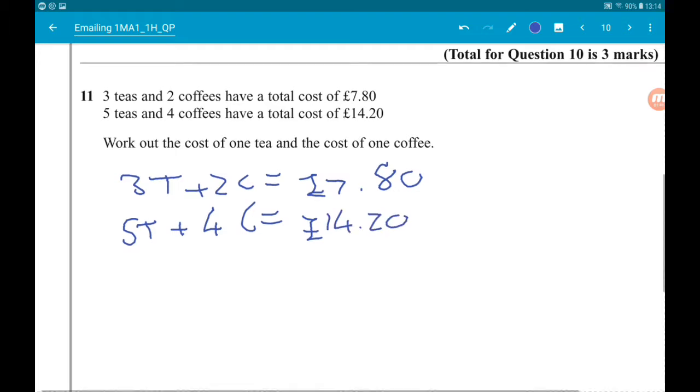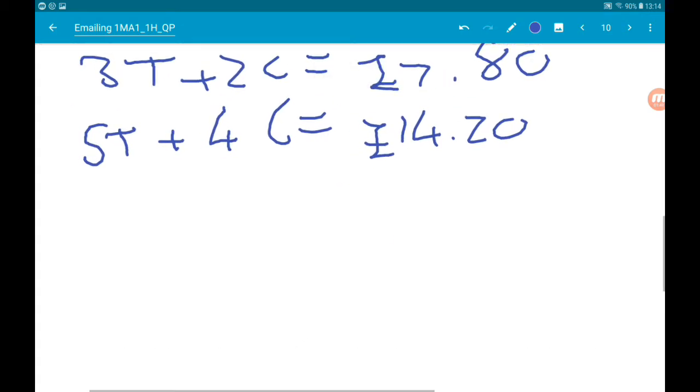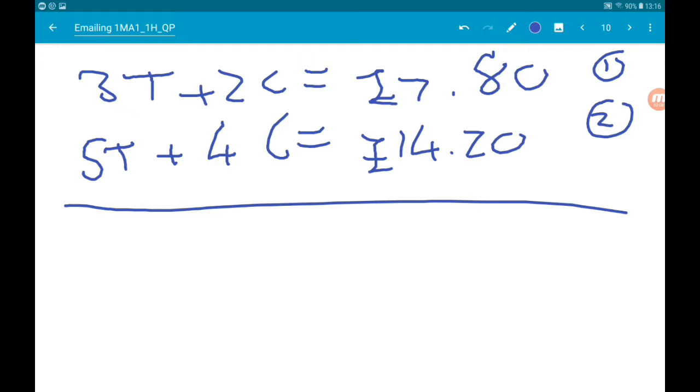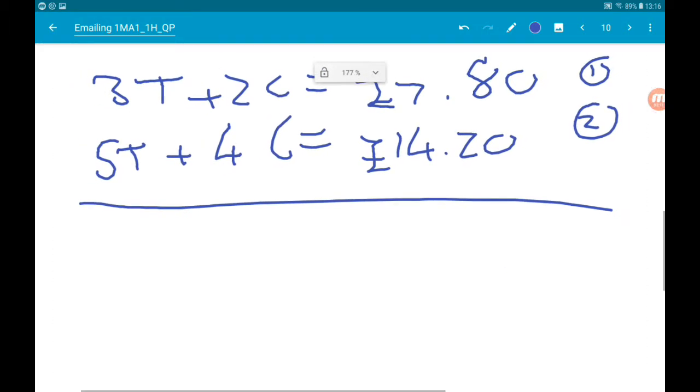Okay, so the aim with simultaneous equations is always to get 2 equations with the same amount of the same letter. So here we can turn 2C into 4C quite nicely. So call the equations 1 and 2. Now to turn 2C into 4C, we need to multiply it by 2. So we multiply the whole of equation 1 by 2.